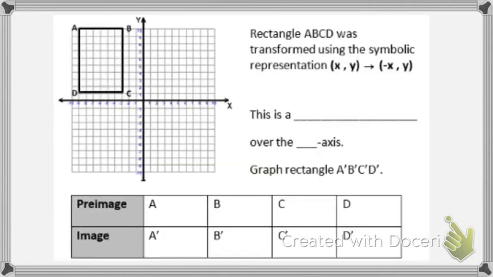Okay. For number 2, it says rectangle ABCD was transformed using the symbolic representation (x, y) translated to (-x, y).